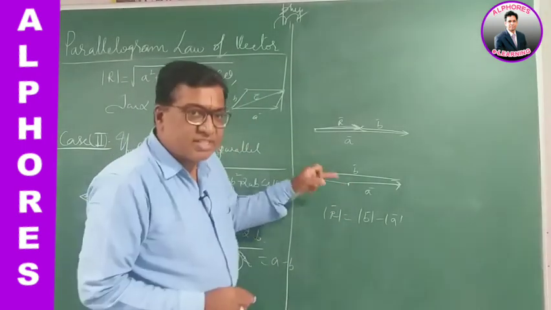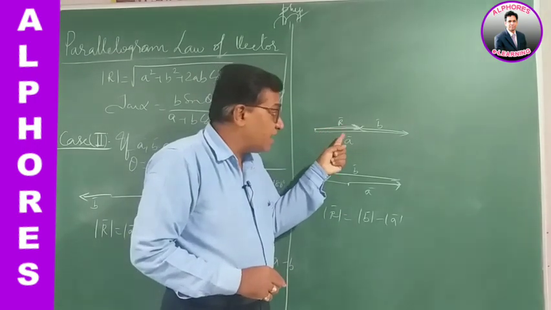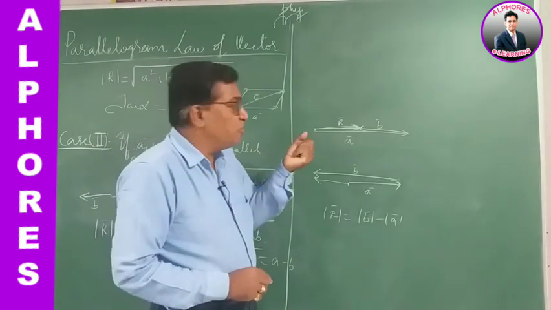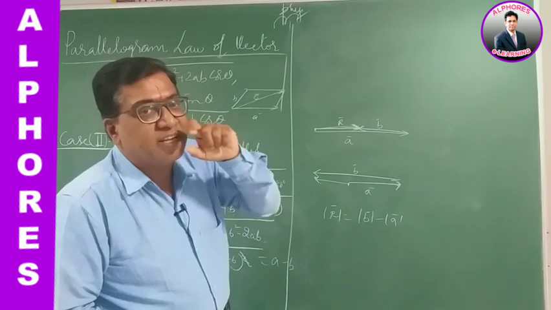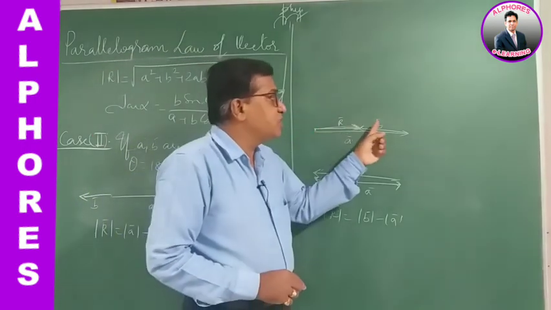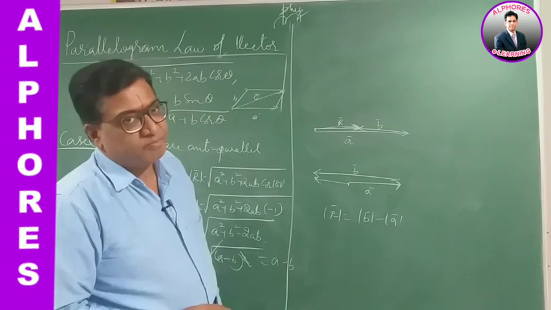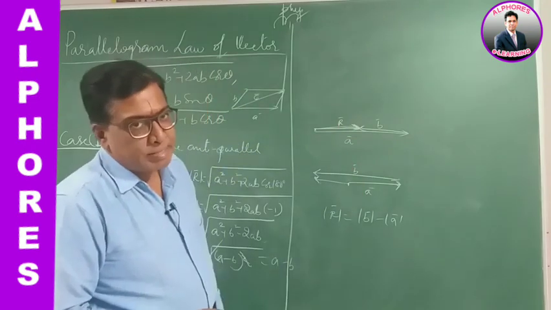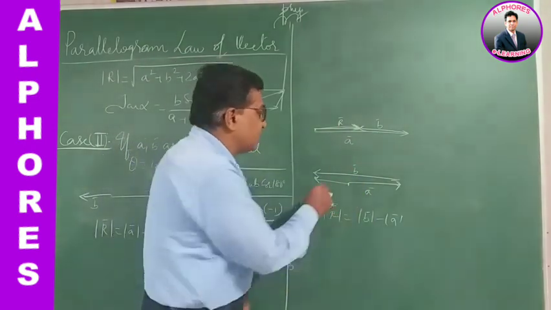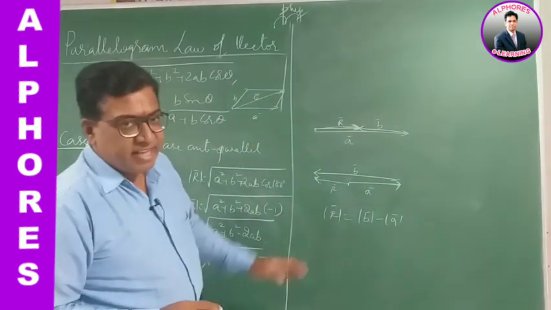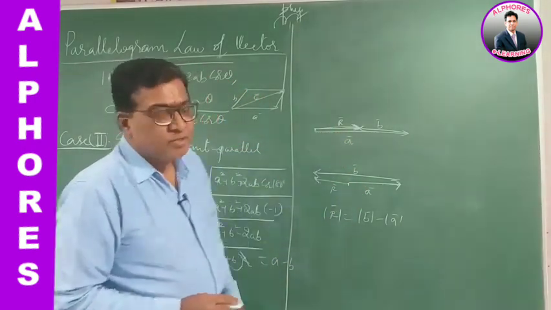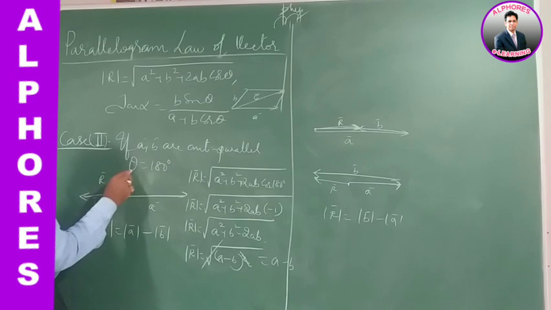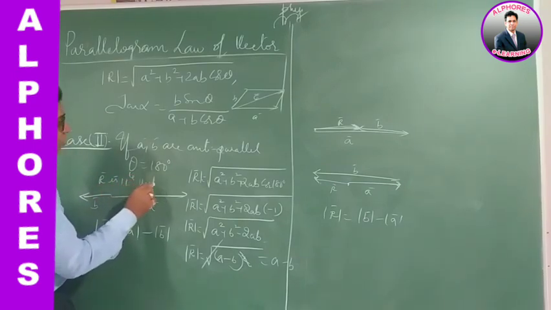So from these two, what do you understand? The direction of the resultant is parallel to the bigger vector. Out of A and B, the vector which is of more magnitude, the resultant is parallel to it, and it is opposite to the vector with less magnitude. Here B is more than A, so the resultant is parallel to B, opposite to A. Here A is more, so R is parallel to A. So in this case, R bar is parallel to the vector with more magnitude.